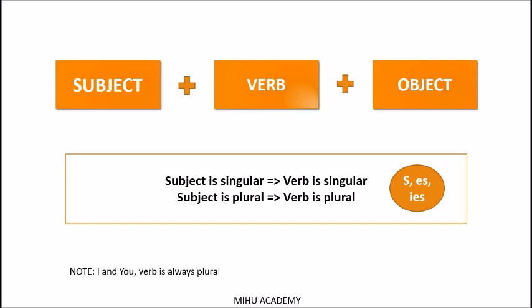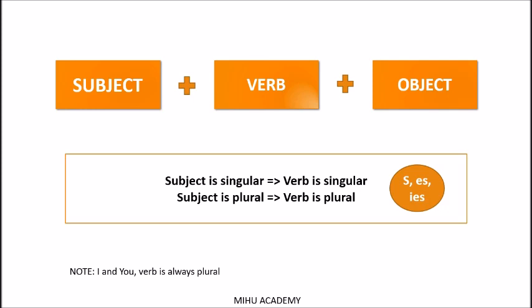In subject and verb agreement, we concentrate only on the subject and the verb. And there, if the subject is singular, then the verb is singular. If it is plural, then the verb is also plural. How do we come to know if the verb is singular or plural? If you see an s, es, or ies ending, then that verb is said to be singular. Otherwise, it is plural.